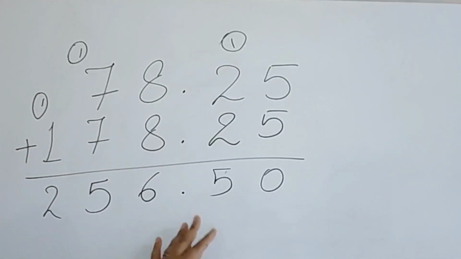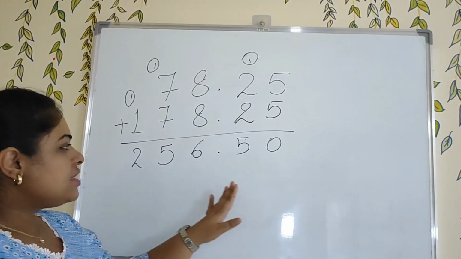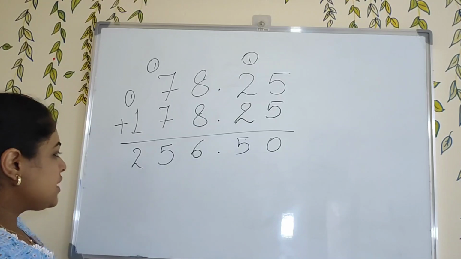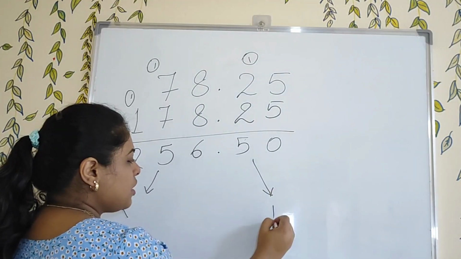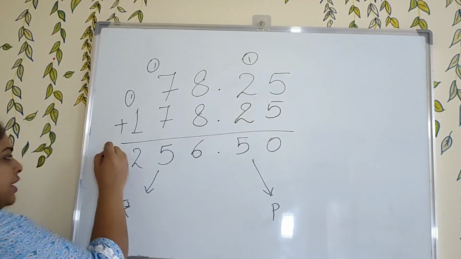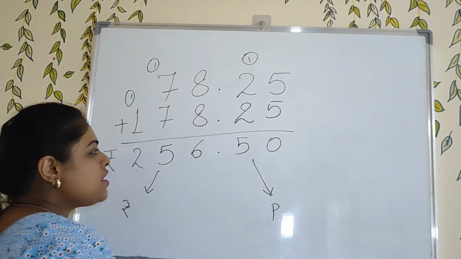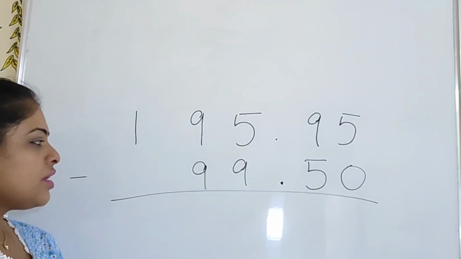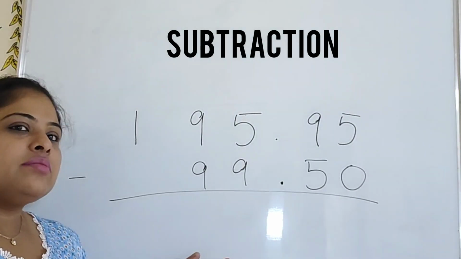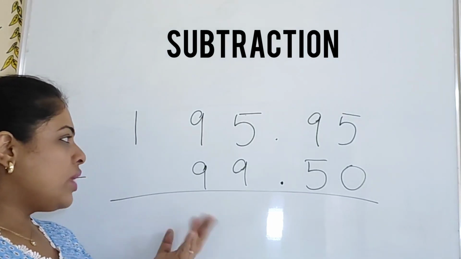The answer is 256.50. Now, when we take this with respect to money, 256 becomes rupees, and 50 becomes paisa. In short, when we read, it is 256 rupees 50 paisa. So, how do we write it? Rupees 256.50.